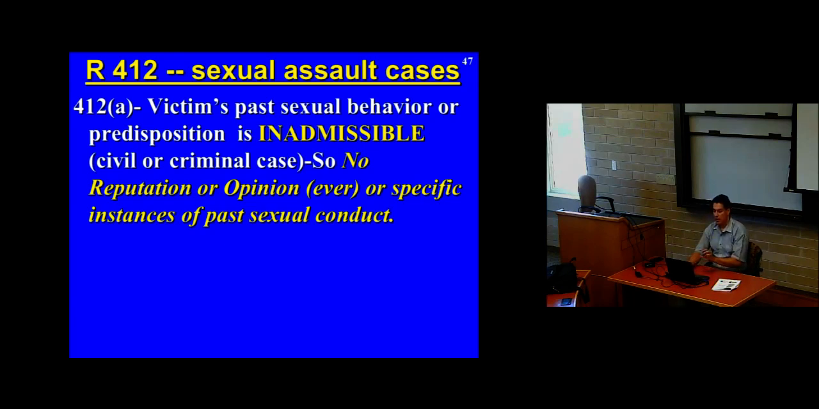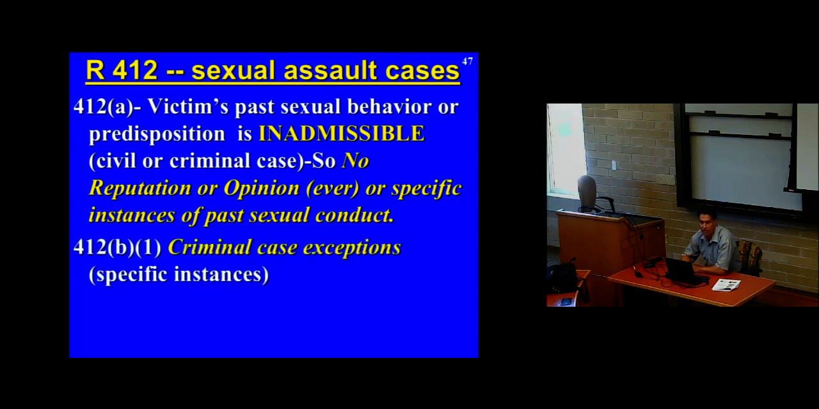All right, so the victim's past sexual behavior or predisposition is inadmissible, so there's no reputation or opinion evidence of the victim in a sexual assault case or specific instances of past sexual conduct. Now, that's the starting point. There are criminal exceptions. So in a criminal case, when a defendant is charged with sexual assault, there are certain times, they're rare, but there are times when a criminal defendant can bring up specific instances of sexual behavior or sexual predisposition by the sexual assault victim.